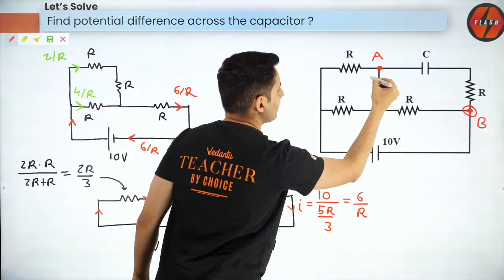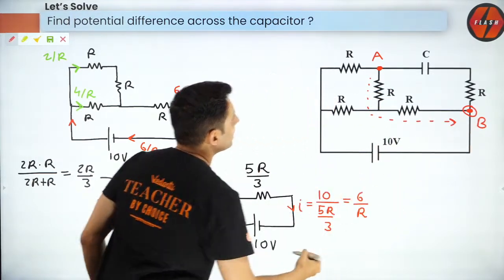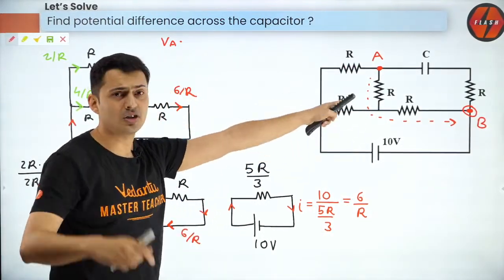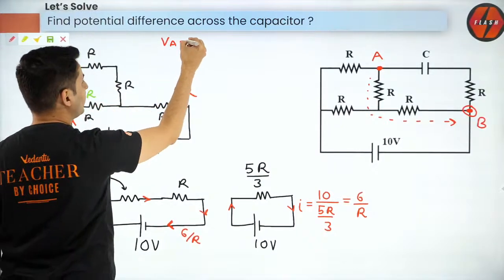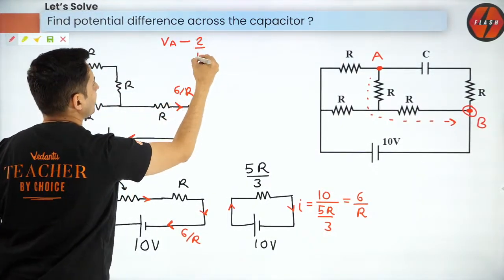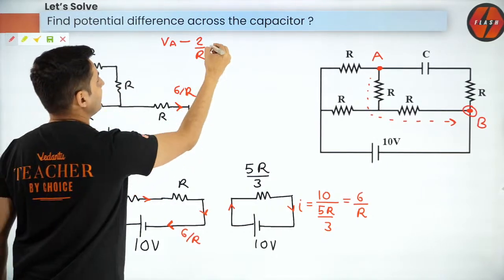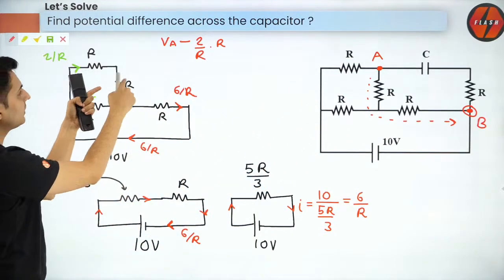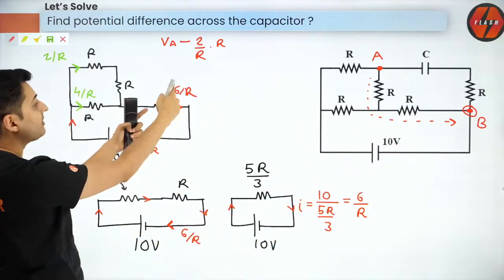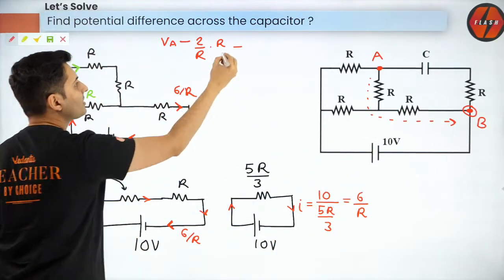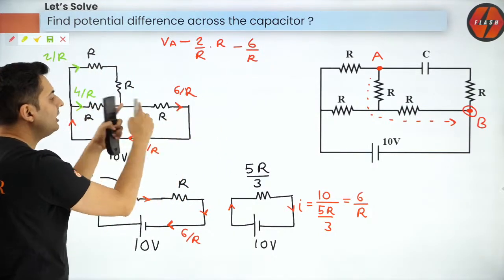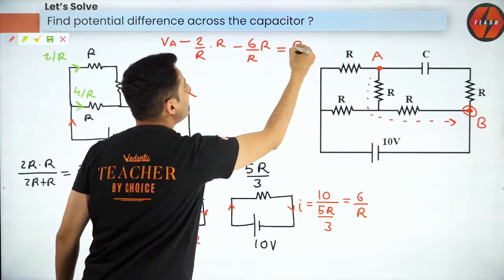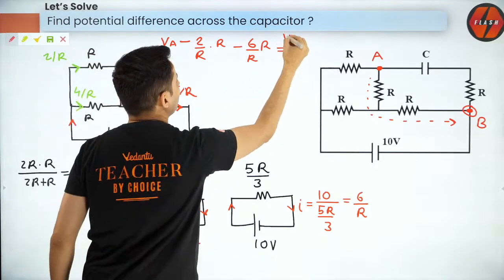Let's go from A to B. So it will become VA. The first thing I encounter is this resistance. So potential will drop. How much will it drop? The current is 2 by R, into resistance, which is R itself. So the current through this branch was 2 by R, into resistance. From here to here, the current is different. How much is the current? 6 by R. So 6 by R into the resistance. And eventually, where do I reach? I reach point B. Now think about it. That's the potential at point B.